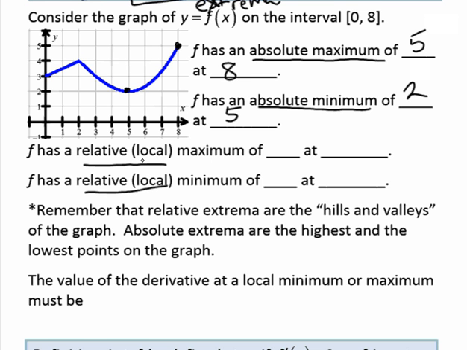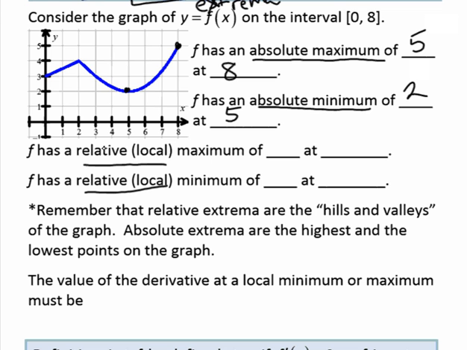That's kind of like, let's say in Texas, the highest point in Texas is Guadalupe Peak, and that would be the local maximum of Texas. However, is that the absolute maximum on the planet Earth? No, that's Mount Everest. Mount Everest is the absolute maximum. But Guadalupe Peak is still a local maximum. Relative to the area that it's in, it's still a maximum.